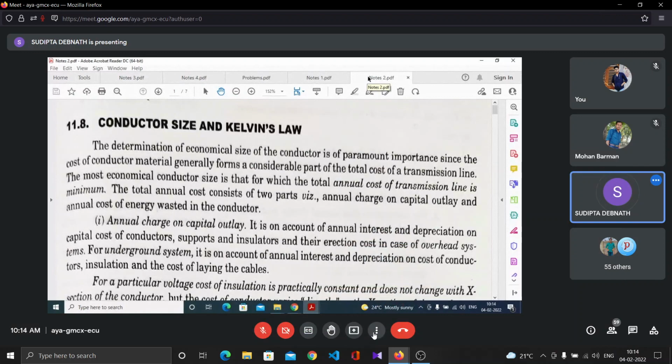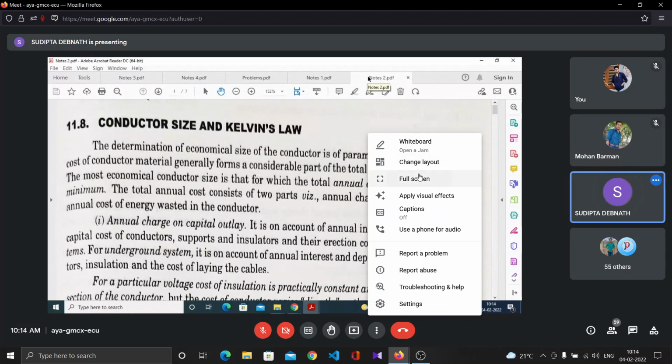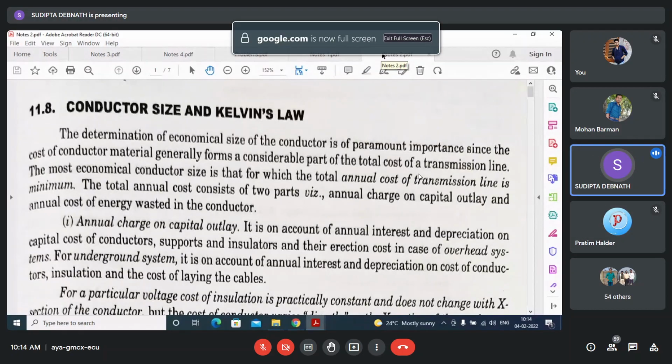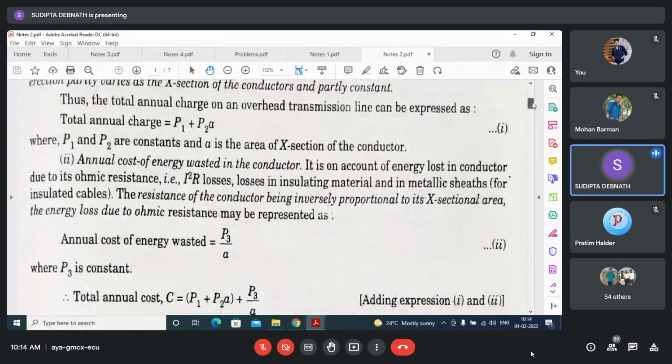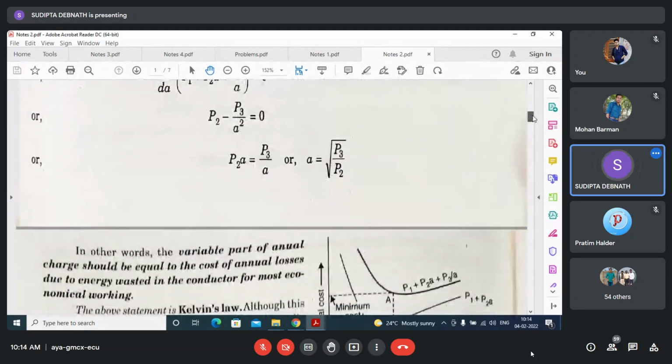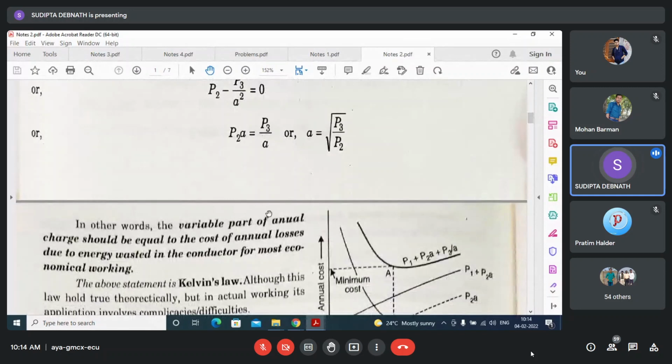For what size of conductor the cost is minimum. Okay, the cost of conductor is minimum. That means annual cost is minimum. That is given by Kelvin's law. We have seen that the most economical size of the conductor is that for which the cost of annual losses due to energy wasted in the conductor is equal to the variable part of annual charge.